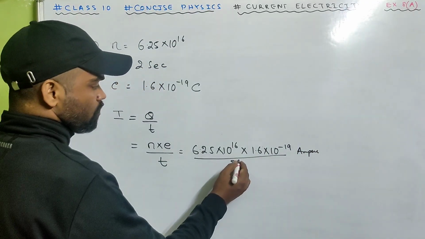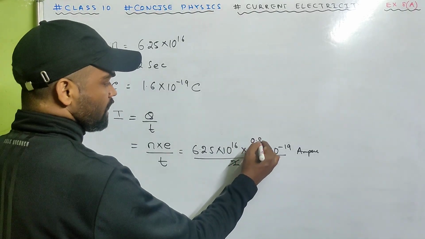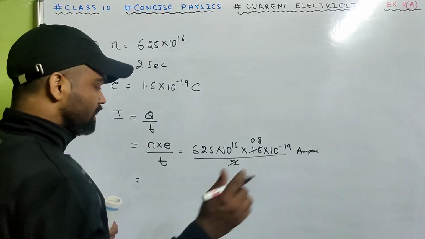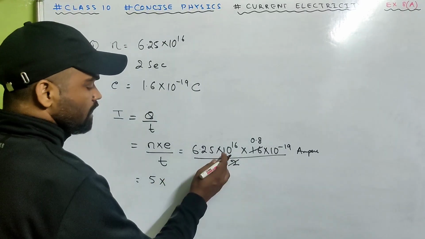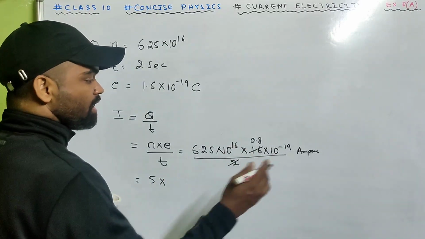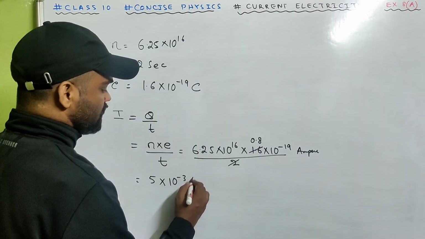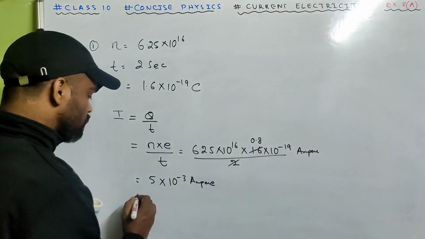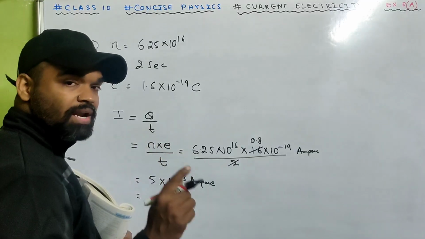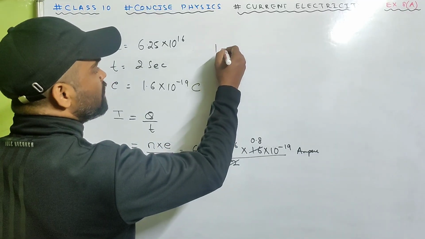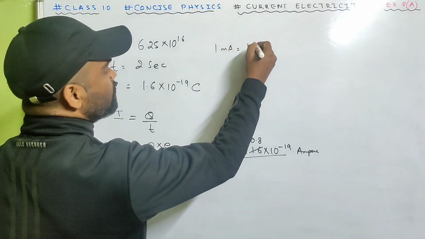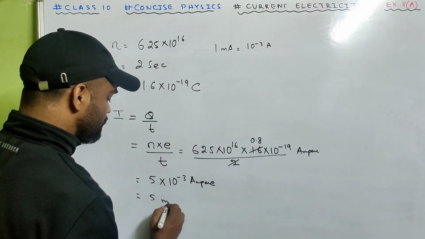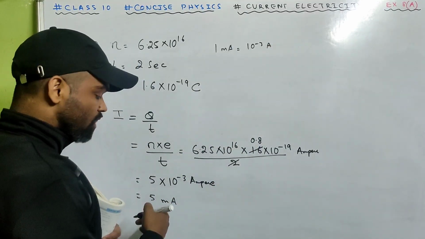Yes or no? So 2 times 0.8, so 6.25 multiplied by 0.8 gives you 5. 10 to the power 16 multiplied by 10 to the power minus 19 gives you 10 to the power minus 3 ampere. Yes or no? And this is what? 1 milliampere is 10 to the power minus 3 ampere. This is 5 milliampere. That's your answer.